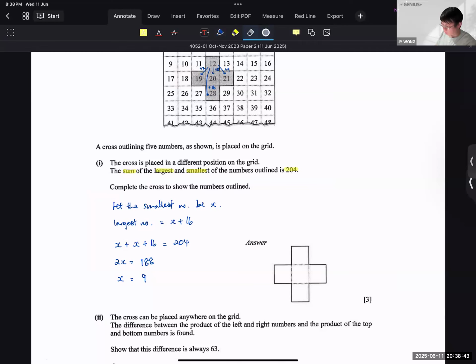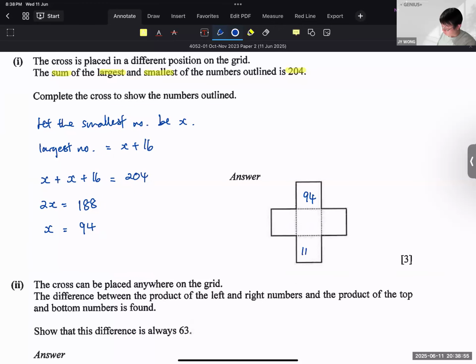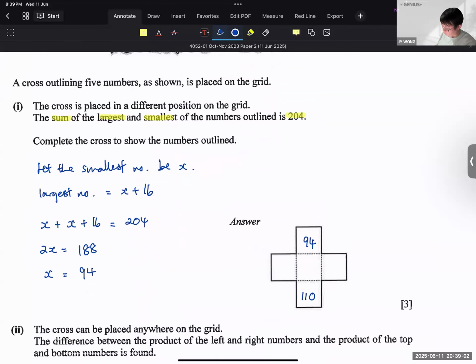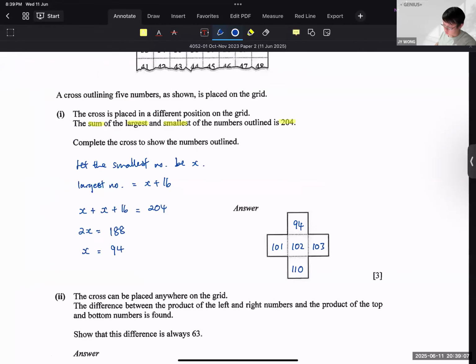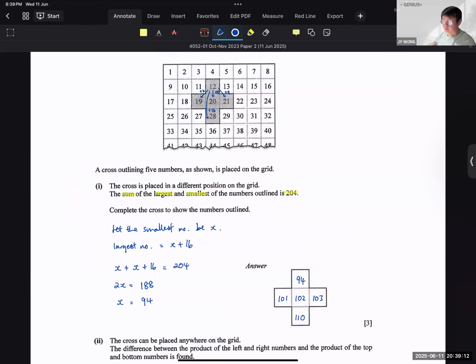When you do your math, this is why you always press calculator. So your top number is 94. Your bottom number is x plus 16, which will give me 110. Your middle number, we identified the relationship just now, it's just +8. So this is 102. That means this will be 101. This will be 103. Done. Like that is 3 marks. This is a number pattern question technically, but you just need to visualize it in terms of algebra.